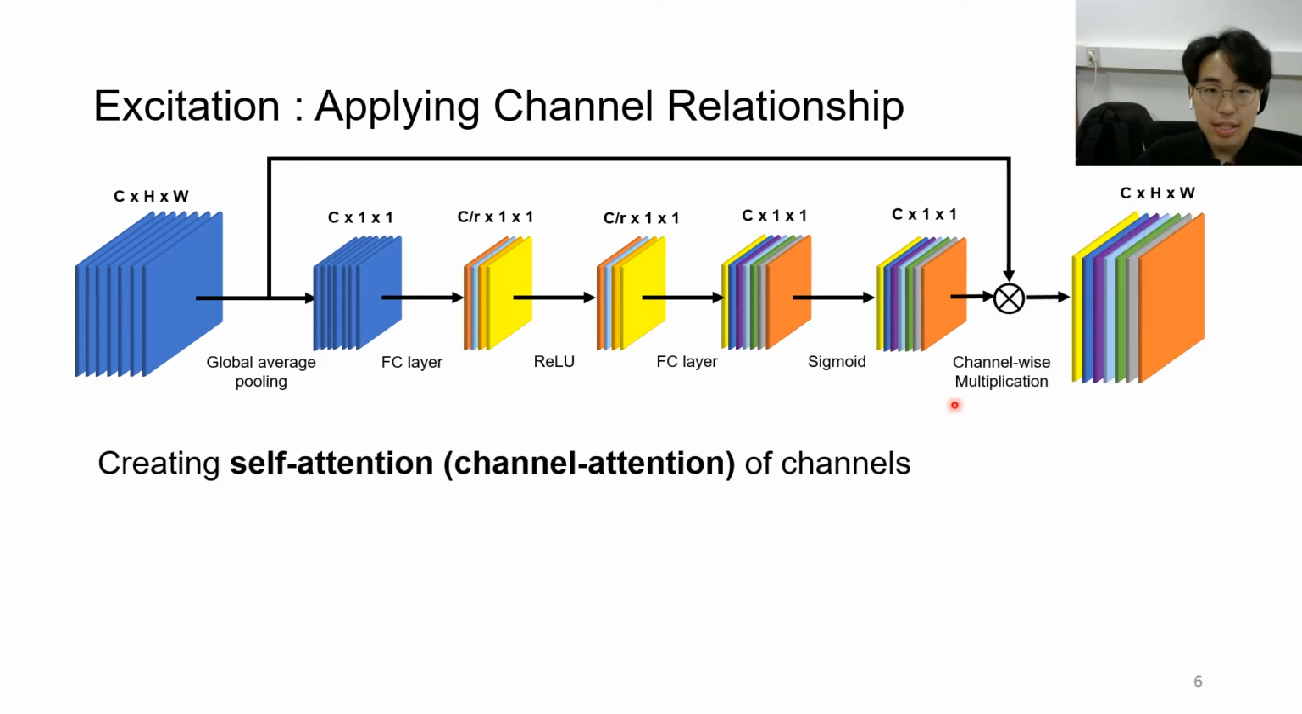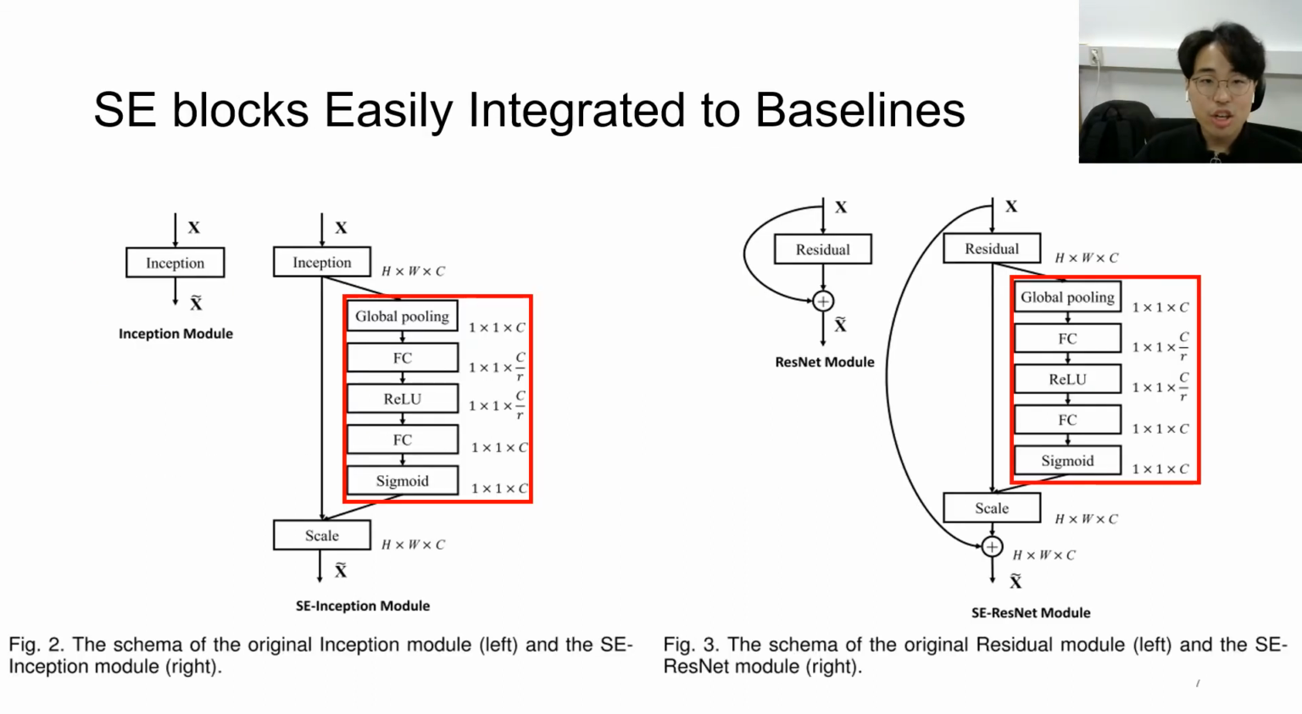The output of the SE block is also called the self-attention of channels, or channel attention. The channel attention will finally be multiplied channel-wise to the original input. These SE blocks can be integrated into basic networks such as InceptionNet and ResNet, and into more complex state-of-the-art networks such as ResNeXt and MobileNet. Further, note that these SE blocks come after every basic module of the baselines.